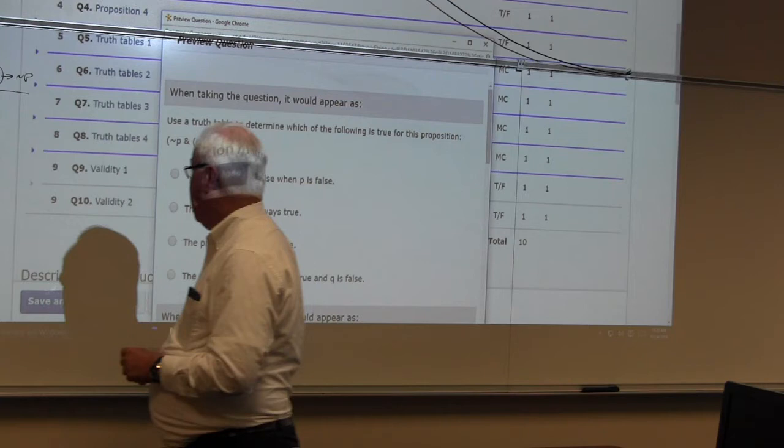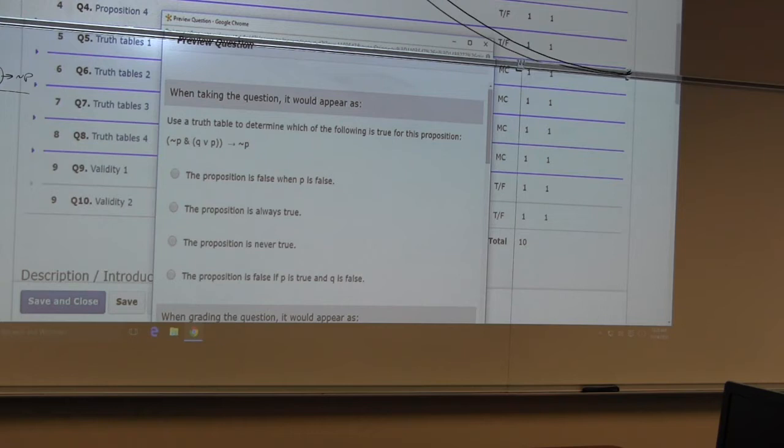Not P and Q or P implies not P. So the only difference here is they've made this a not P, and of course that's a not P. So we can just change those two columns. All right, so now we have not P and Q or P. Remember, it's an and, which is true only when both are true. Well, here we've got a false here, so that's false. We still have a false there, so that's false. Here we have two T's, so that's true. Here we've got one false, so that's false.